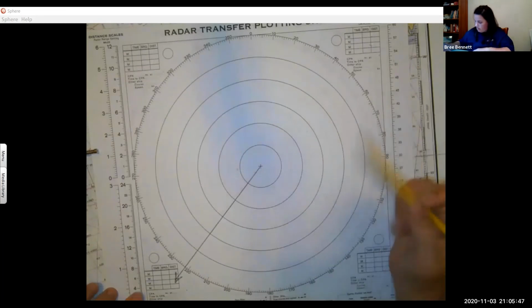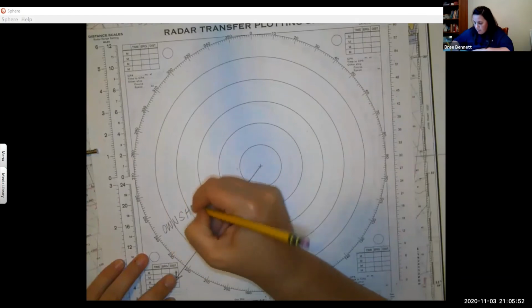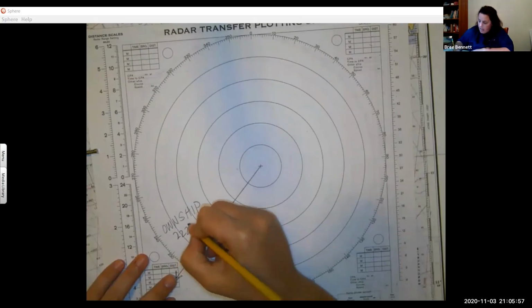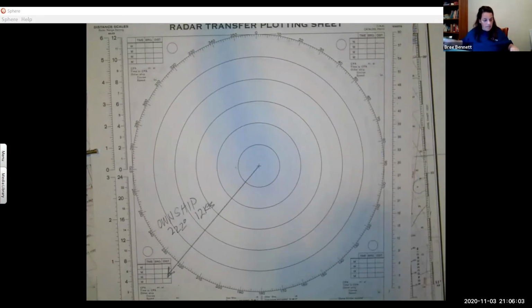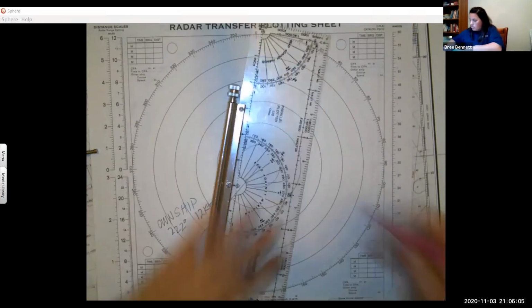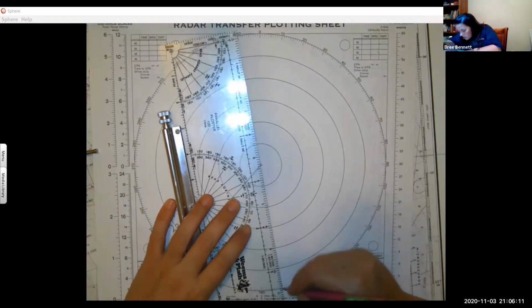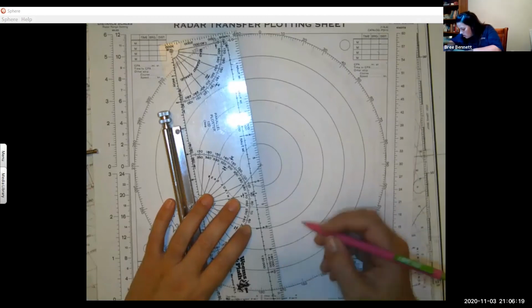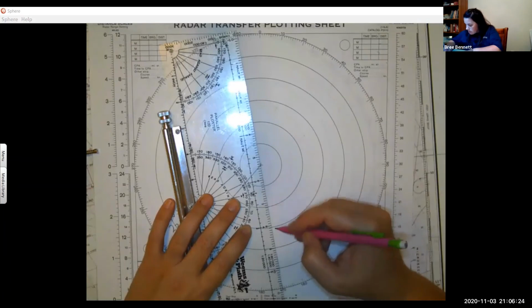So 170. So my own ship is 222 degrees at 12 knots. Then I have some blips on the radar. So we're going to plot that at 170 at 9.4. And then at 170 at 6.4.